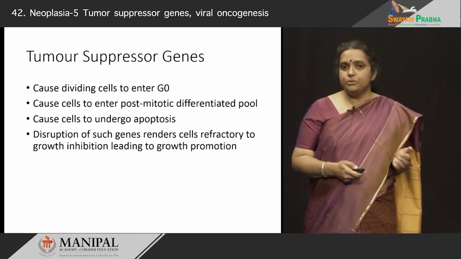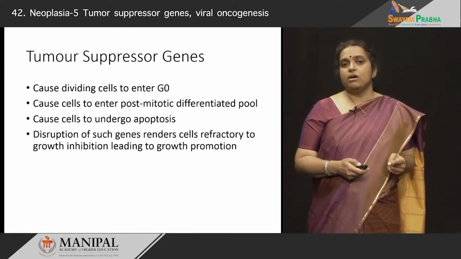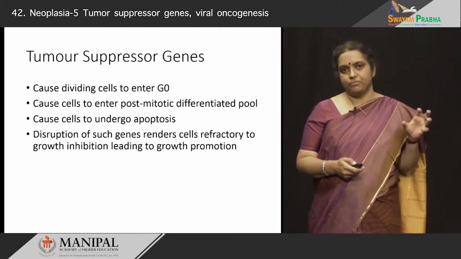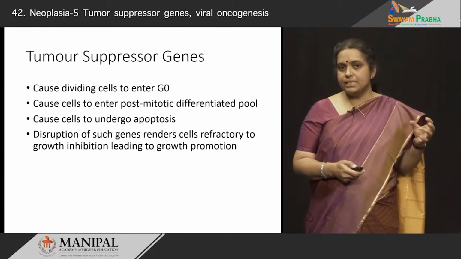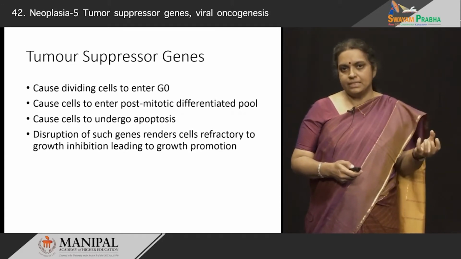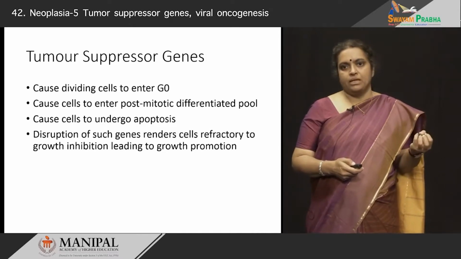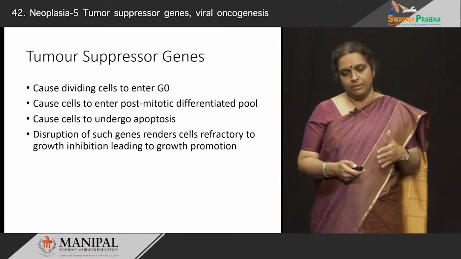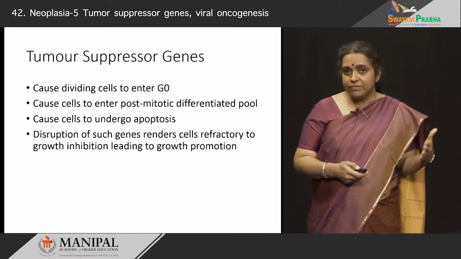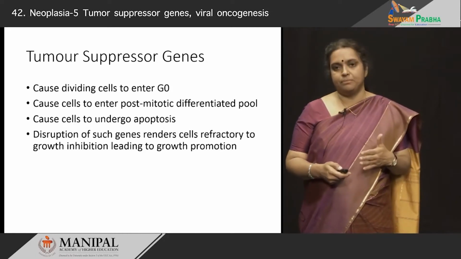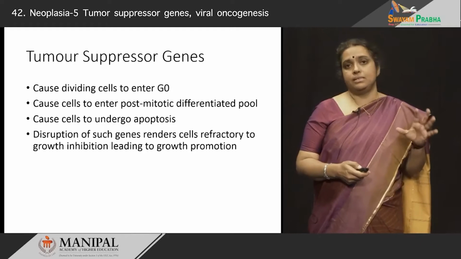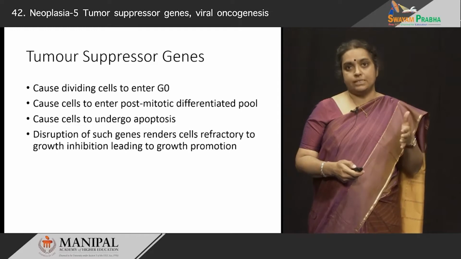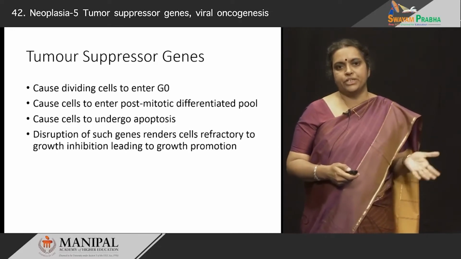Now, what do these tumor suppressor genes do? They cause dividing cells to enter G0. You know that in the cell cycle there is a phase called the G0. So, they force dividing cells to enter into G0. Sometimes they also cause cells to enter a post-mitotic differentiated pool, which means they drive the cells towards becoming differentiated. As you know, cancer is a mass of very undifferentiated cells. So, the tumor suppressor genes cause cells normally to enter a post-mitotic differentiated pool.